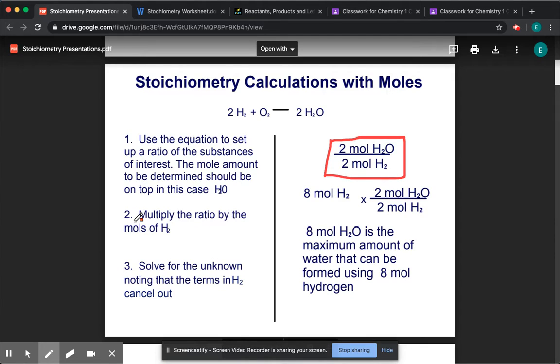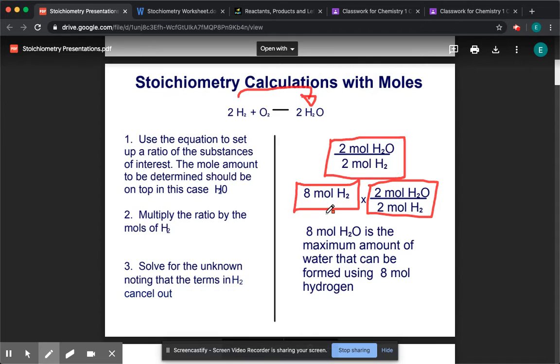Second thing you do is multiply the ratio by how much hydrogen we have. We're going from hydrogen to water. We have 8 moles of hydrogen, and we want to know how much water we can make with these 8 moles of hydrogen. So the second step is to multiply your ratio by how much of the thing you're converting you have. Look at the ratio. Pay attention to the ratio. What's on top? What's on the bottom? You need to pay attention to the units.